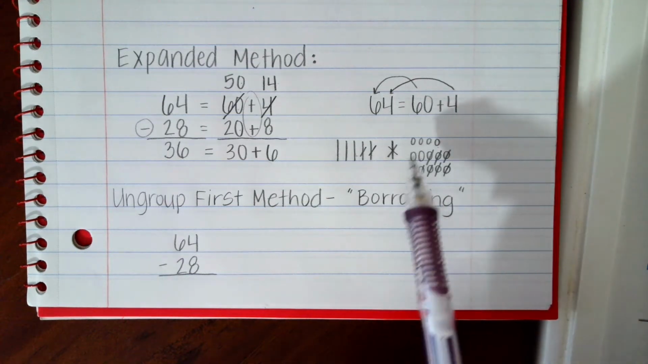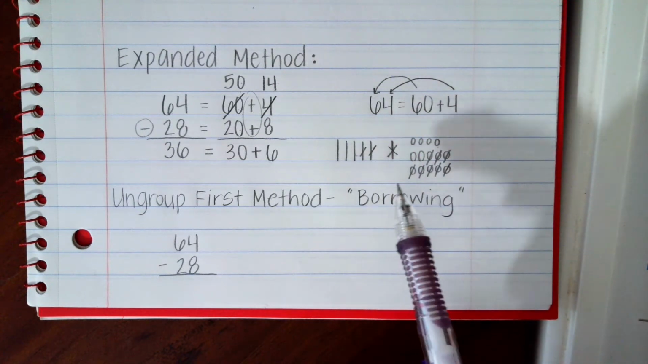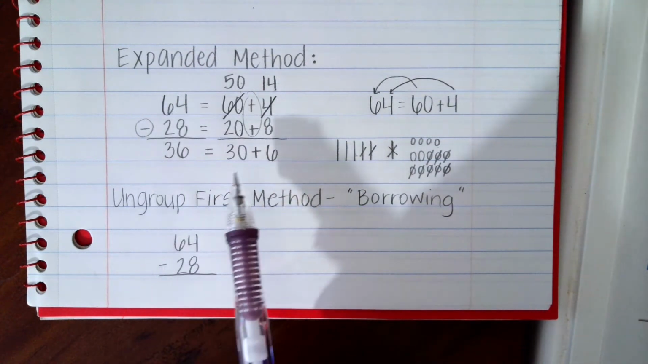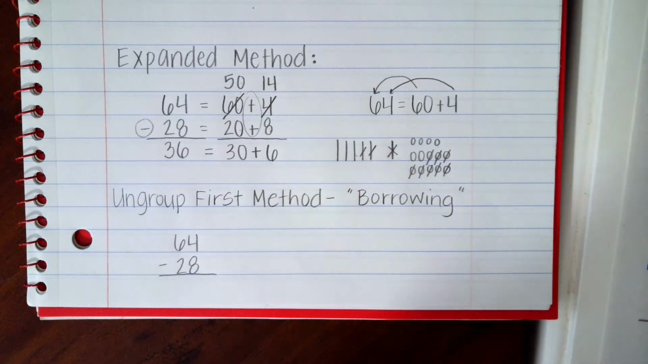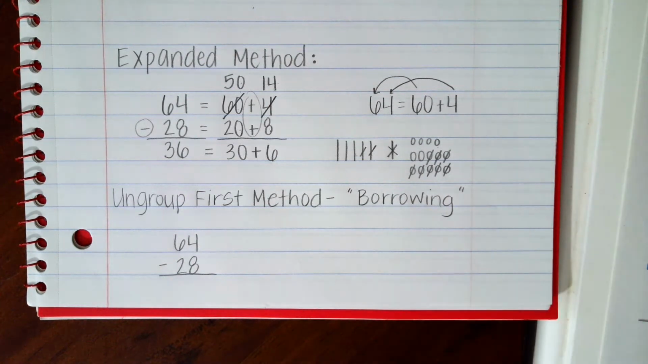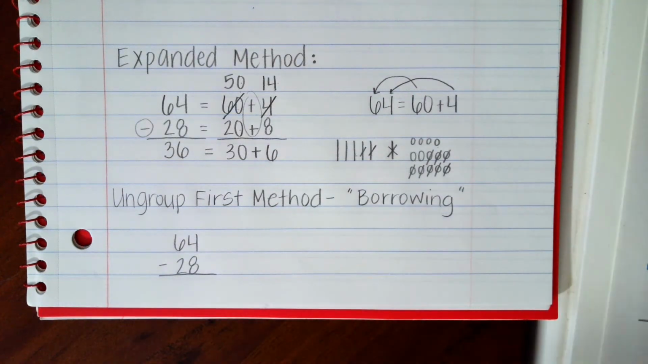So far, we've learned how to do the drawing method, which you can see right here. We learned yesterday how to do the expanded method, which you can see right here. And today we're going to do the ungroup first method. But your parents learned it as borrowing. So this will be the one they are most familiar with. So if they say borrow, you know exactly what they're talking about. All right, so let's get started.